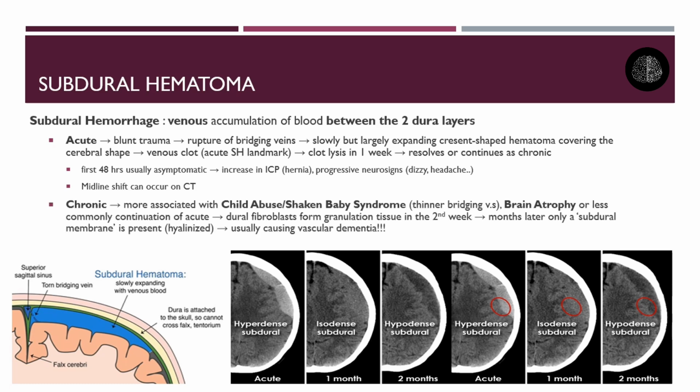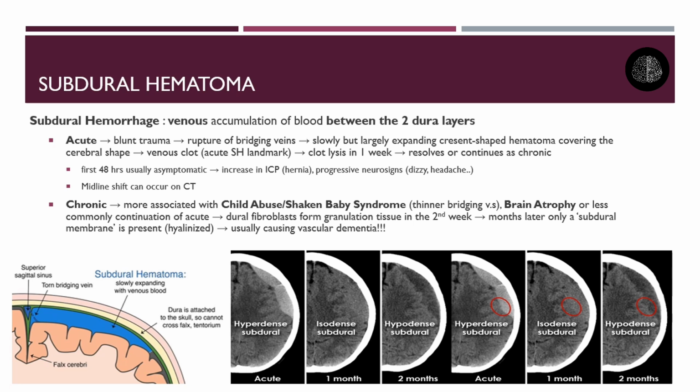And in chronic, the least common presentation is continuation of acute, but it can be associated with child abuse or shaken baby syndrome, which causes thinner bridging veins, so more susceptible to hemorrhage, or brain atrophy in a lot of cases.